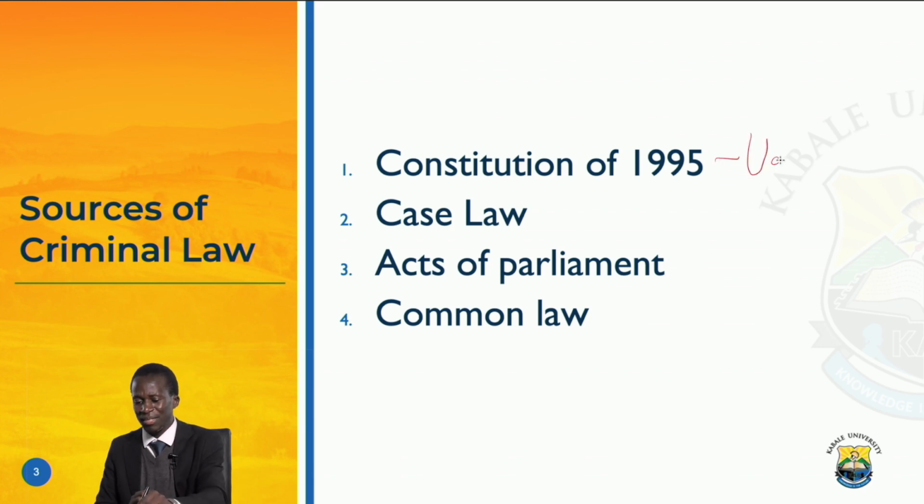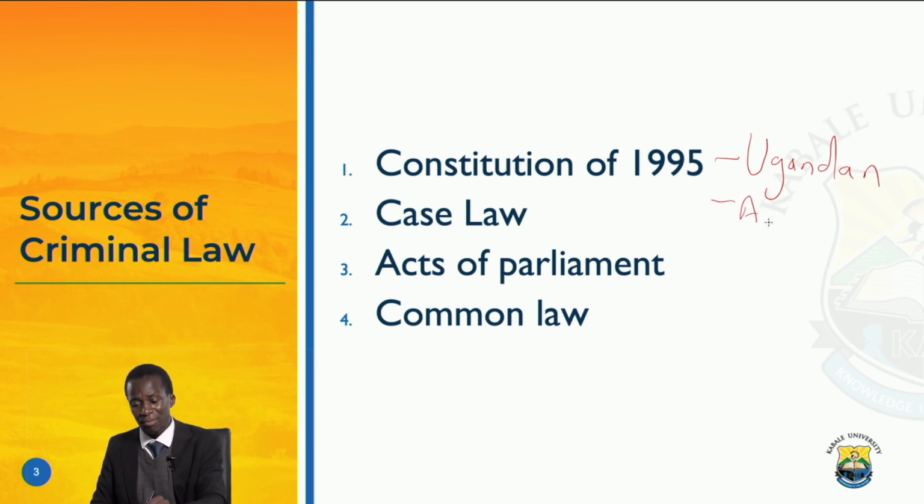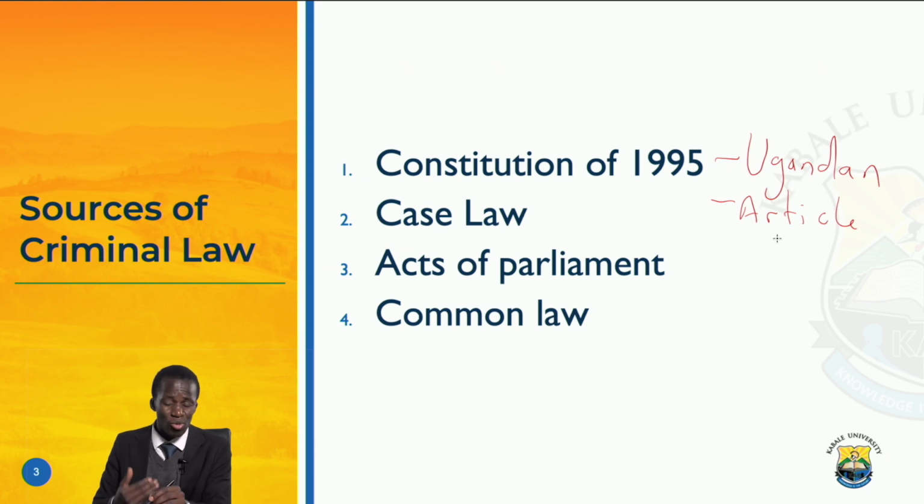Now, I need to be very specific that here I'm talking about the Ugandan Constitution. Of course, there are many different constitutions across the globe, but at this juncture, we are reflecting at the Ugandan Constitution. Now, in as far as the Constitution is concerned, the most important article is Article 28. There are many other provisions, but in criminal law, I will ask you, in your free time, to go and look carefully at Article 28 of the 1995 Ugandan Constitution.